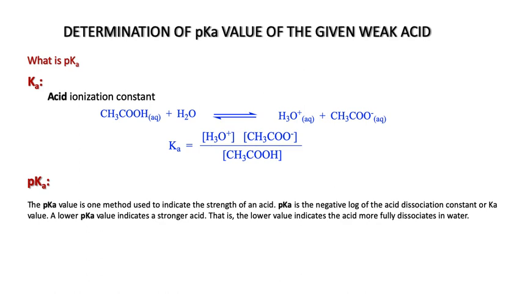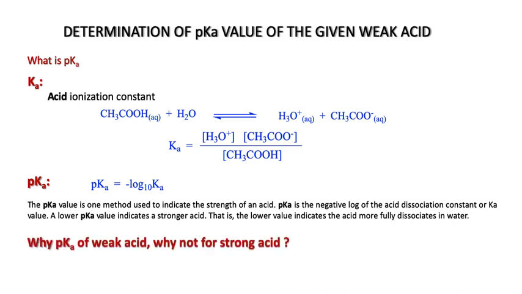Then let us see about pKa. It is the negative log of Ka. It gives the strength of the acid. So the lower the pKa value, the stronger is the acid. In this experiment we are going to find the pKa of a given weak acid.